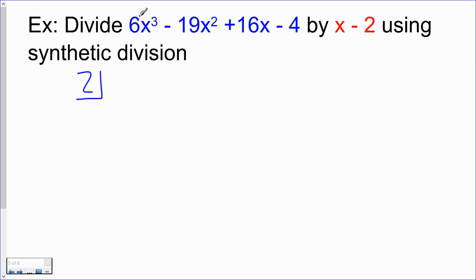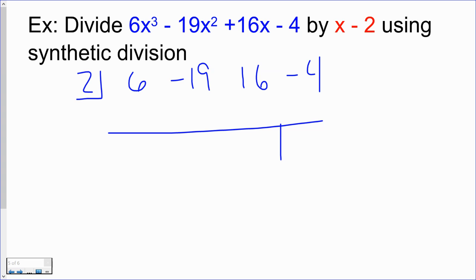So now I'm just going to take all of these coefficients, 6, -19, 16, and then -4. I'm going to write them. If any of those are missing, then I have to put a 0 in place of this. This last number right here will be our remainder. So here's how it works. This first number drops down. With synthetic division, you're going to multiply and then you're going to add down.